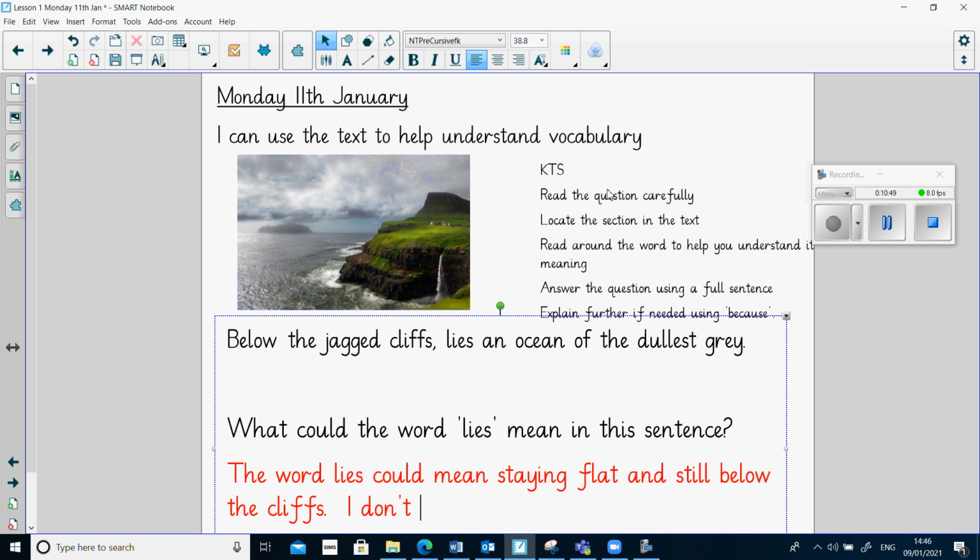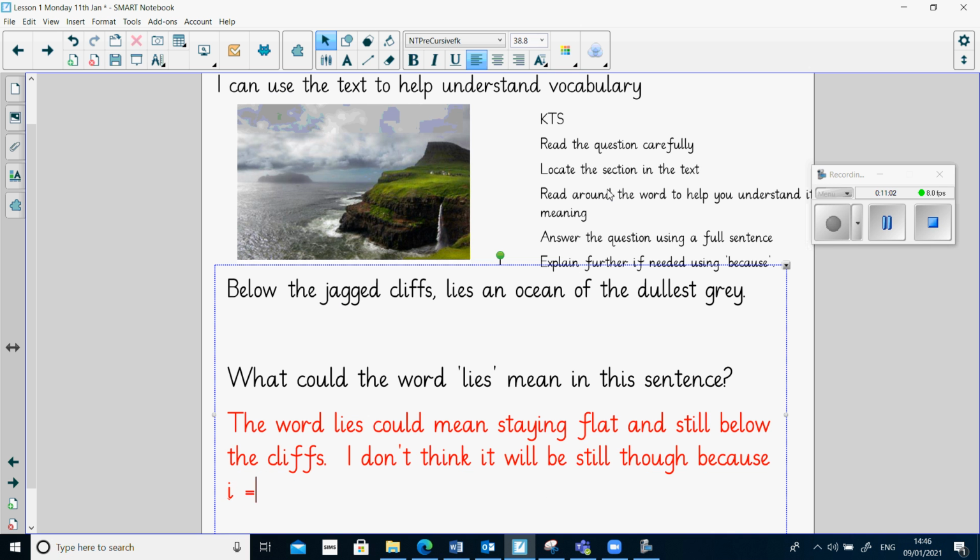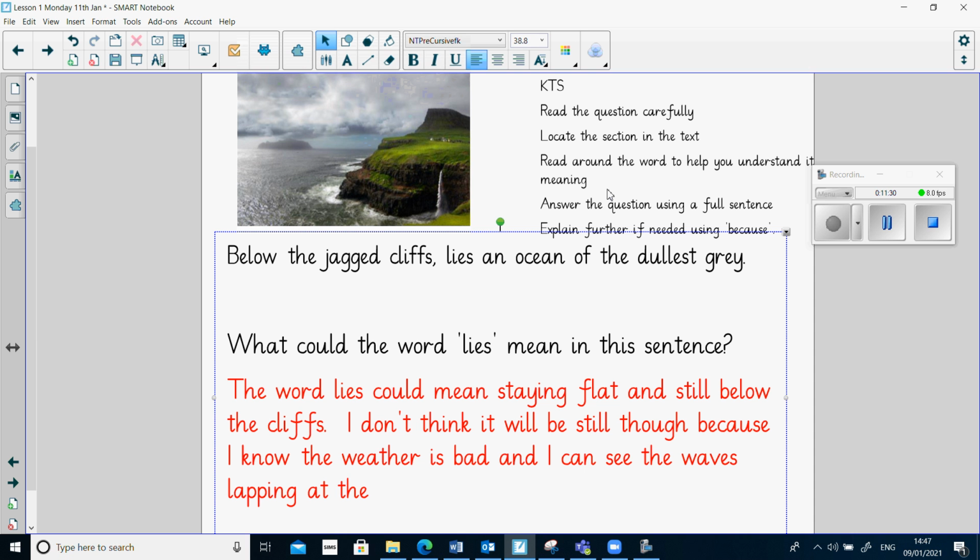I don't think it will be still though, because I, capital I, not equals, I know the weather is bad. It's really hard to look at the screen and type at the same time, children. I know the weather is bad and I, capital I again, can see the waves lapping at the shore with my full stop.